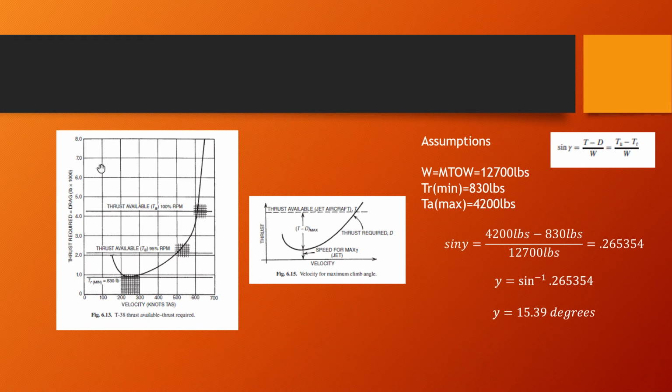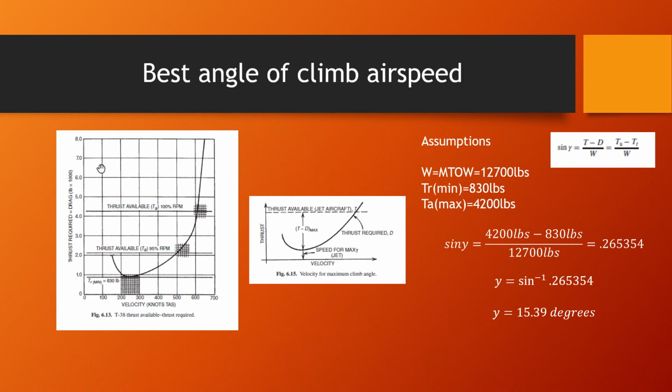All right, so with that, again, that puts a little bit of context on how to find the angle of climb. We're going to be using that same diagram again to find the best angle of climb for this T-38 aircraft. We're going to be using that TR and that TA at 100% RPM. Our assumption here is that this aircraft is at max takeoff weight, which is about 12,700 pounds. TR, based off the graph, is 830 pounds, and TA looks like it's around 4,200 pounds to me.